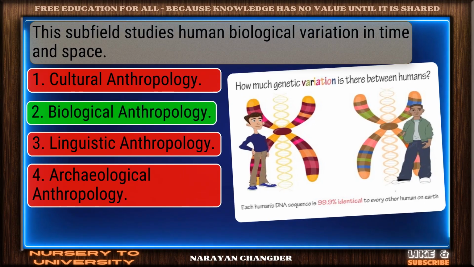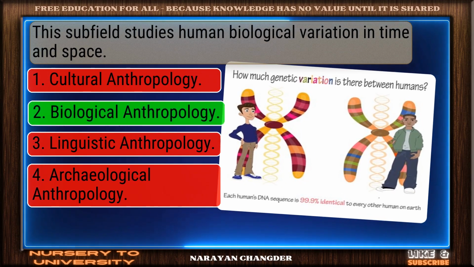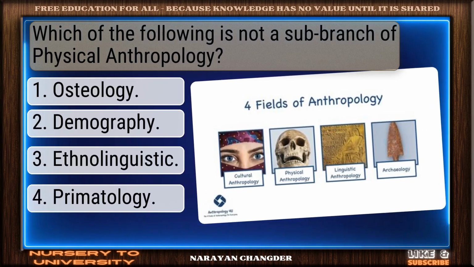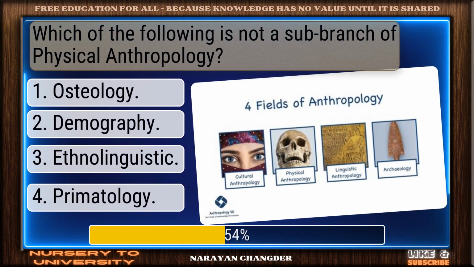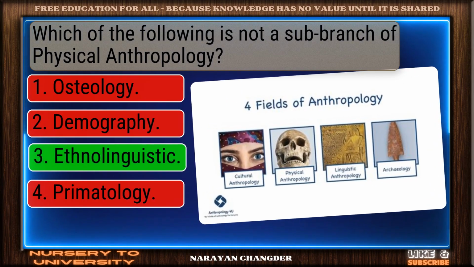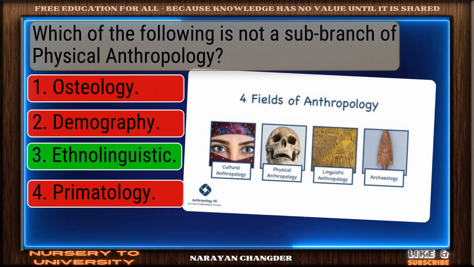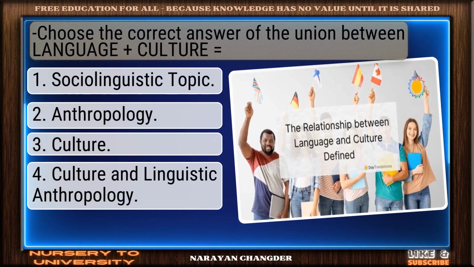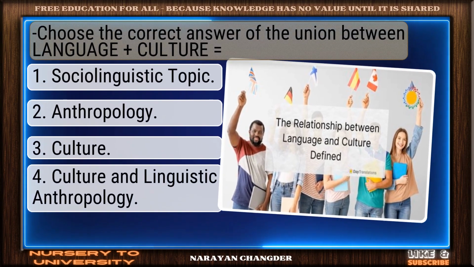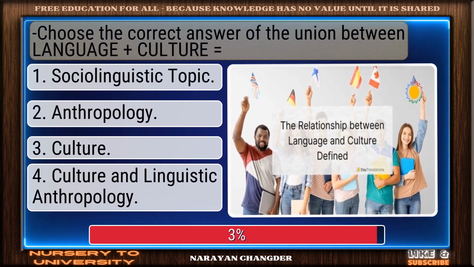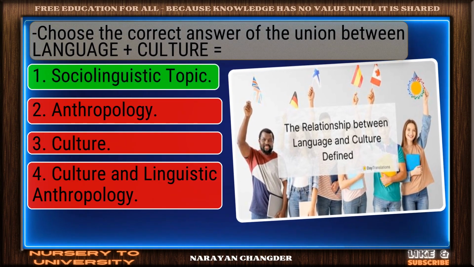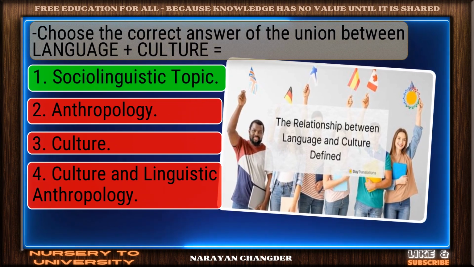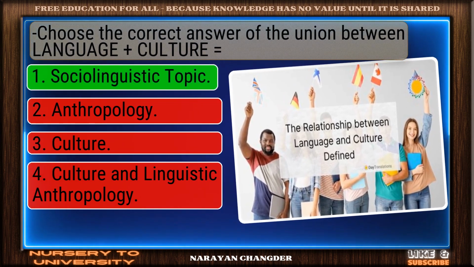Excellent. Biological anthropology is a brilliant choice. Which of the following is not a sub-branch of physical anthropology? Well picked. Ethnolinguistic is the correct answer. Choose the correct answer of the union between language plus culture equal to. Solid response. Sociolinguistic topic is a valid choice.